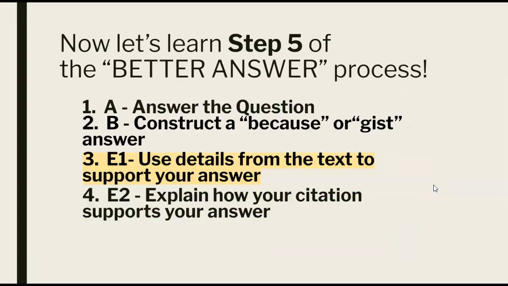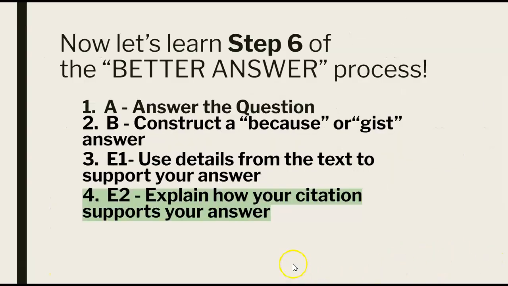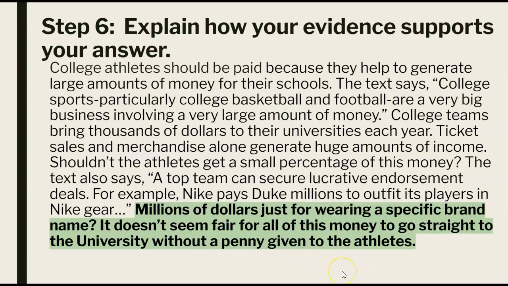After my first E1 and E2, remember we're always going to go back and do another E1 and E2. The text also says, "A top team can secure lucrative endorsement deals. For example, Nike pays Duke millions to outfit its players in Nike gear." And then I have my closing quotation marks. And now I'm going to provide another explanation. Remember, our E2s need to be at least 2 sentences, and our E2s, again, are going to be in our own words. Millions of dollars just for wearing a specific brand name.